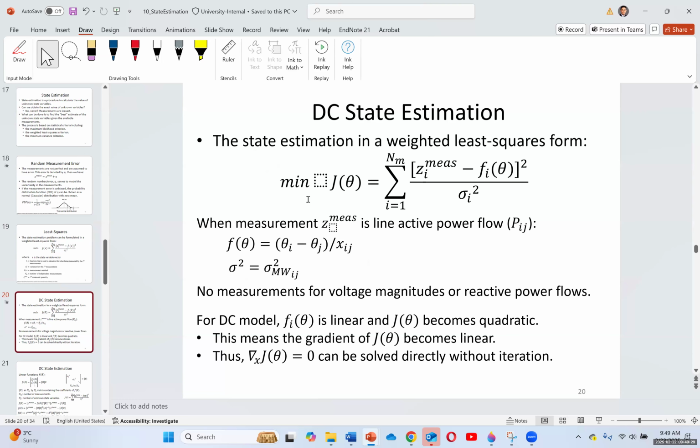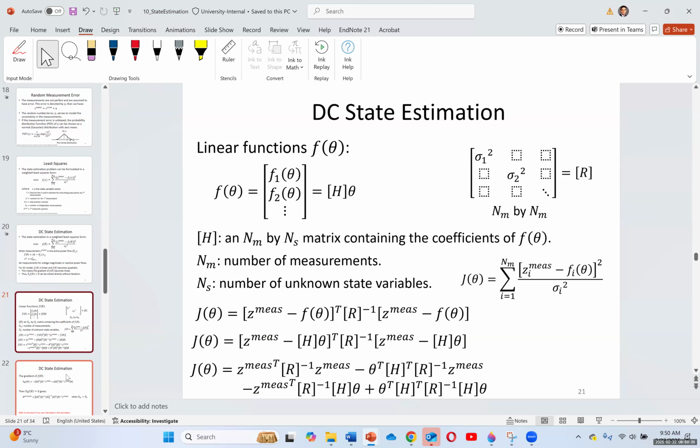So for DC state estimation, the state estimation in a weighted least squares form is the minimum of J(theta). If the measurement z mean is a line active power flow Pij, then f(theta) would be (theta i minus theta j) over Xij, which is Pij. And sigma squared is the variance of MWij. We have no measurements for voltage magnitudes or reactive power flows. For the DC model, f(theta) is linear and J(theta) becomes quadratic. This means the gradient of J(theta) becomes linear, and thus setting the gradient of J(theta) with respect to theta equal to 0 can be solved directly without iterations.